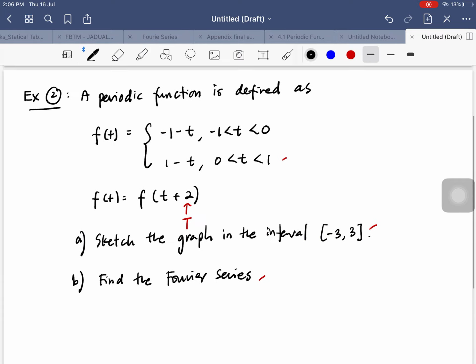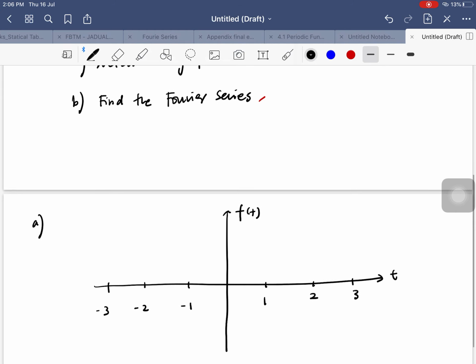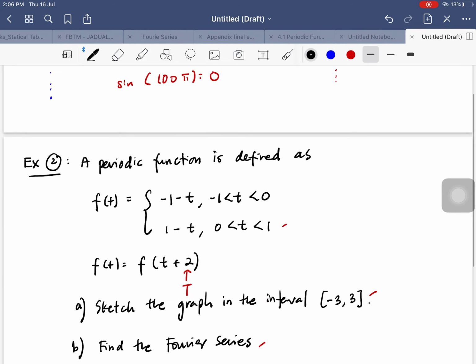In order to know the values that I need on the f of t axis, I need the coordinates first. And of course, remember what I did before when I discussed 4.1 on how to sketch a piecewise function. We choose the lowest and the highest value of t in order to find the graph of negative 1 minus t. So when t is equal to negative 1, I'm going to substitute right here. With t equal negative 1, I will get negative 1 minus negative 1. So that is negative 1 plus 1. I will get a 0.